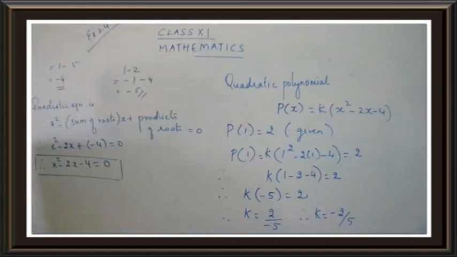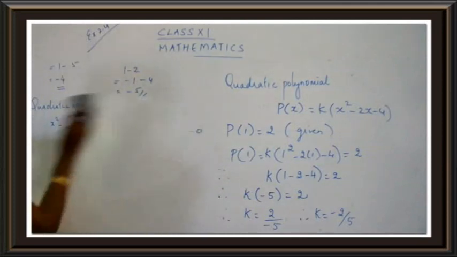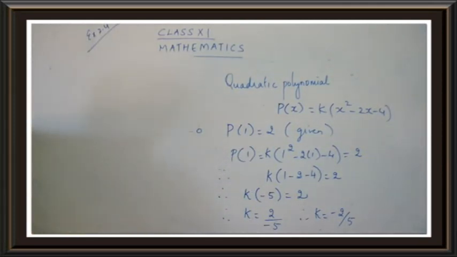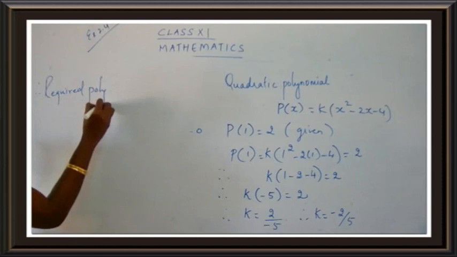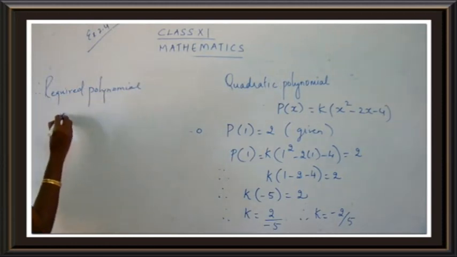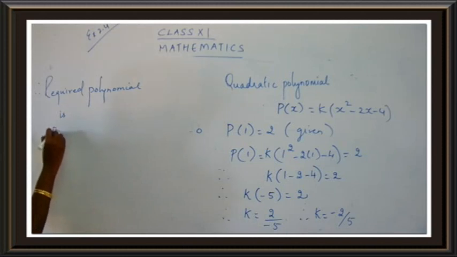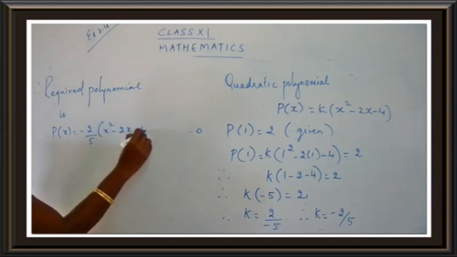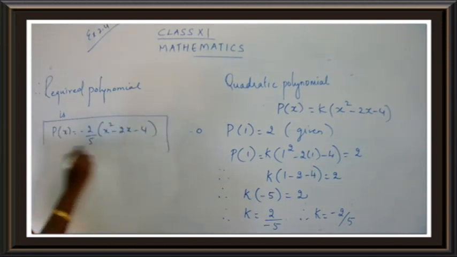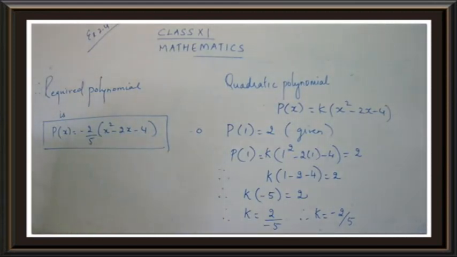Now let's complete our final answer. Therefore, the required polynomial is P of x is equal to minus 2 upon 5 x square minus 2x minus 4.